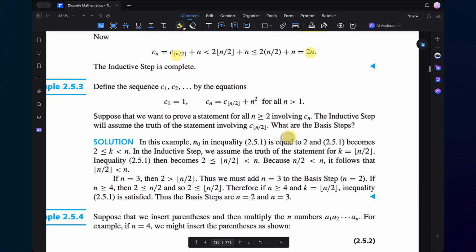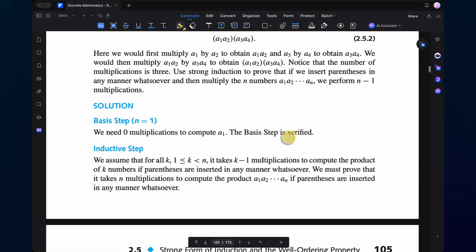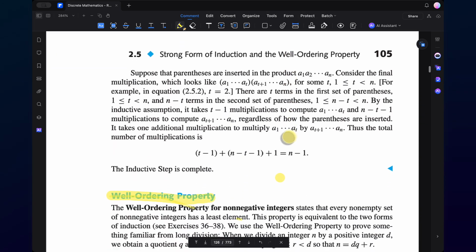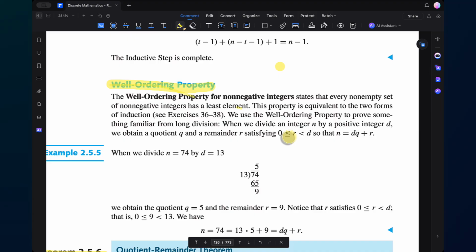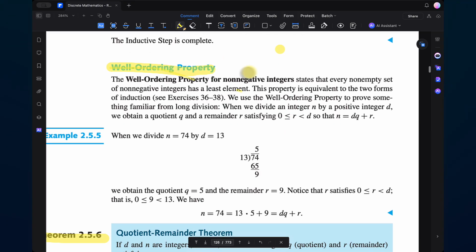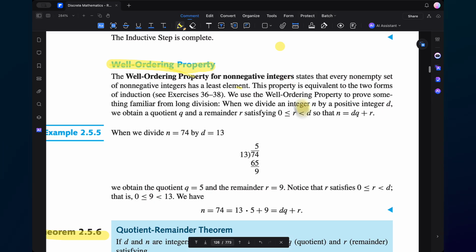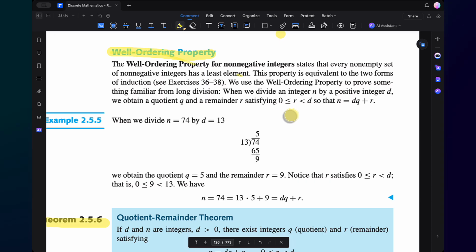So you will need to use this type of induction in various arguments throughout the course, so definitely do your homework and get all that situated. Now, the next thing in this section is the well-ordering property, and it's a very, very important property that basically says that a non-empty set of positive integers contains a least element.